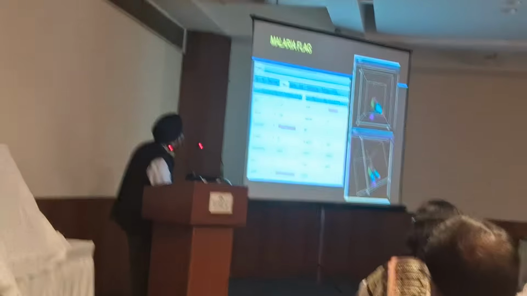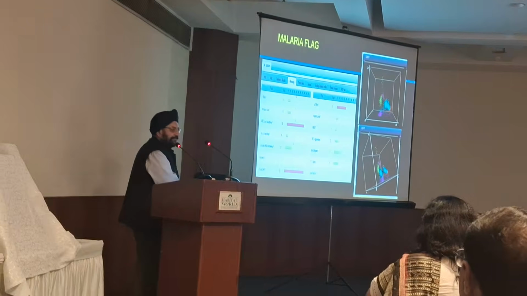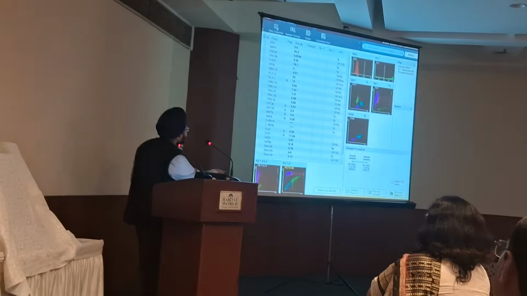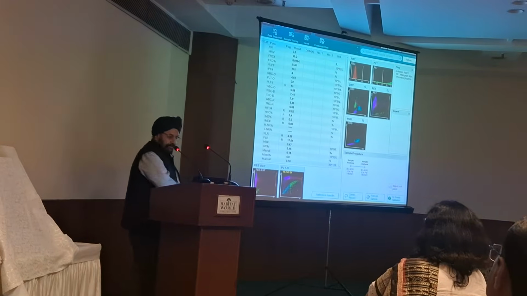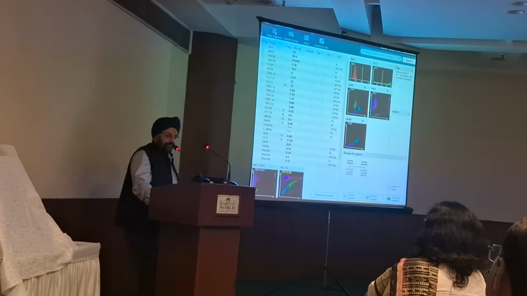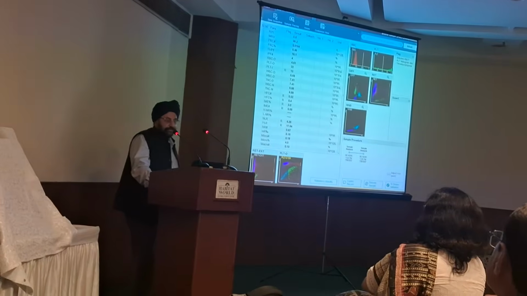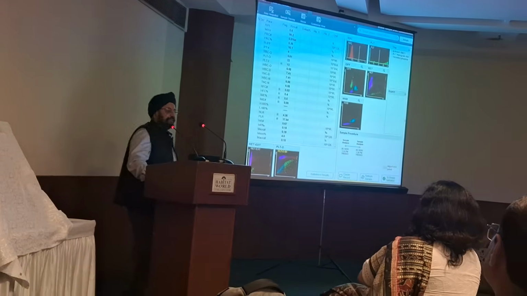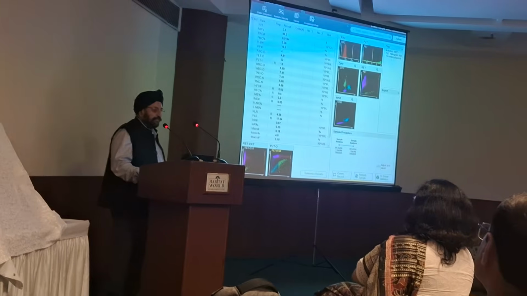The machine will also give you a flag for the infected RBC. That flag will also be there. So you can see that in this case, this is the flag for the infected RBC. So the machine is going to give you out a flag. You can see it on the scatter plot. You can confirm it using your smear examination or your card method. But it is a very sensitive flag, especially for Vivax. Not so much for falciparum, but for Vivax its sensitivity is more than 95%.